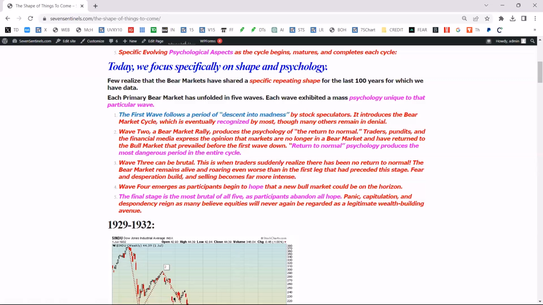The first wave follows a period of descent into madness, which is what I call what we saw in the period starting right after the 2020 COVID crash through 2020 and 2021. We saw the wildest speculation in this market I've ever seen in my lifetime.